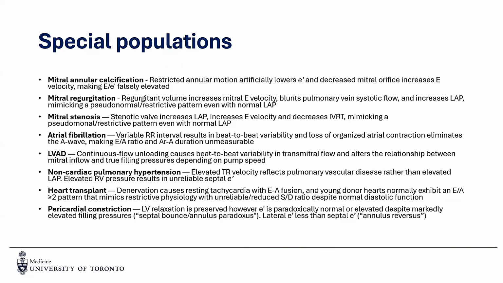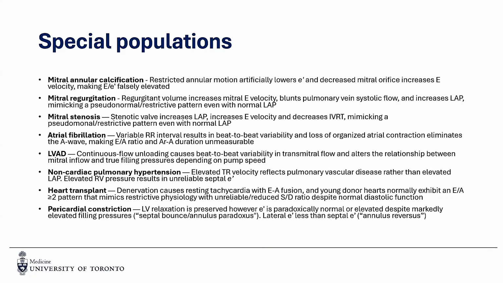People with mitral stenosis, obviously the stenotic valve itself, rather than the myocardium, is increasing your left atrial pressure, which in turn can increase your E velocity and decrease your IVRT. Again, this mimics a pseudonormal to restrictive pattern, even with normal left atrial pressure. In people with atrial fibrillation, the beat to beat variability and the loss of atrial contraction basically eliminates the A wave and makes the E to A ratio and the atrial regurgitation minus A duration unmeasurable.